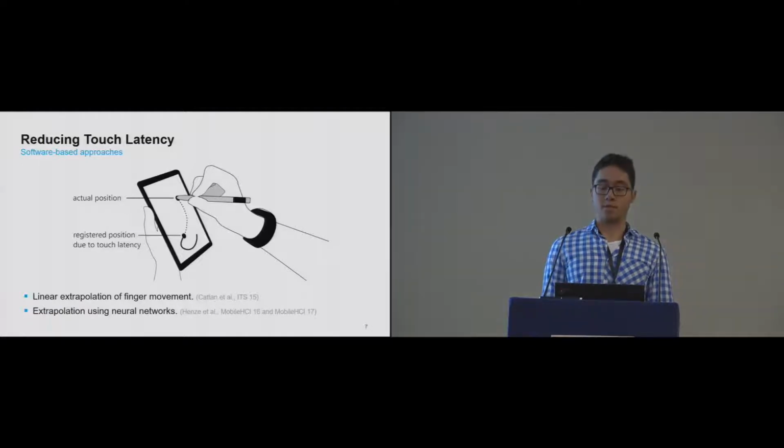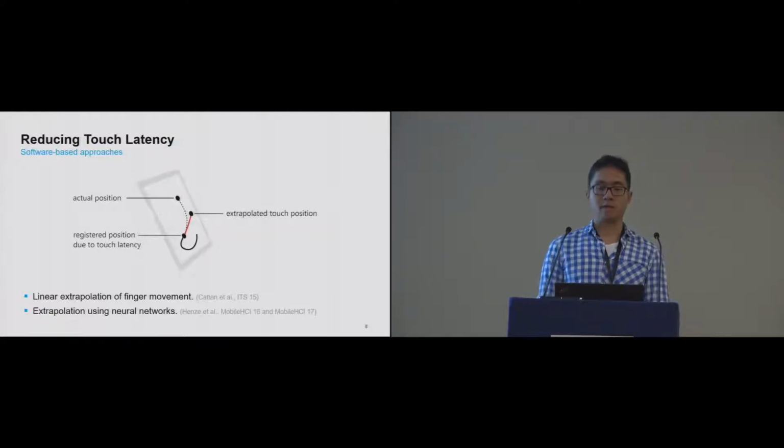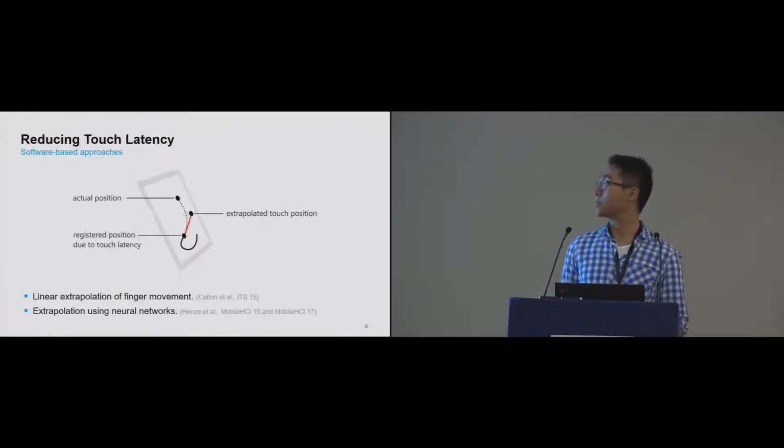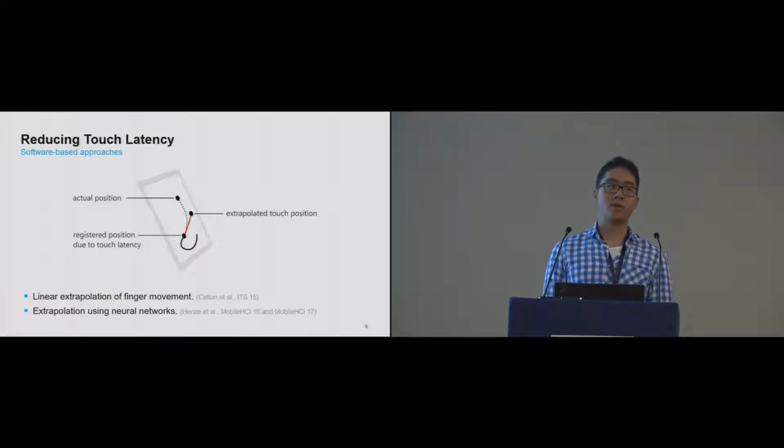In contrast, software-based approaches do not require any additional hardware. In general, these approaches reduce the latency by estimating the future position of the finger to overcome the latency gap. Katan and colleagues used a linear extrapolation based on the previous movements of the finger to estimate its future position. The extrapolation reduces the gap between the registered position and the actual position. This is shown as a red line in this image. Henze and colleagues improved this approach and trained neural networks to estimate the future touch position.